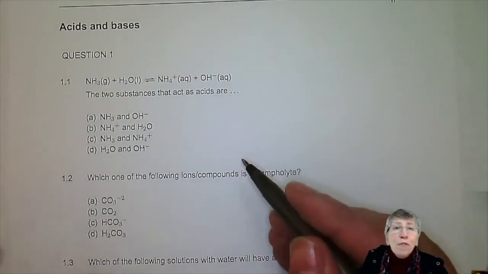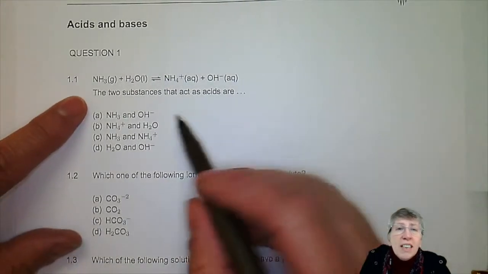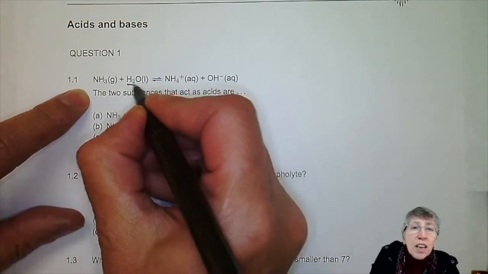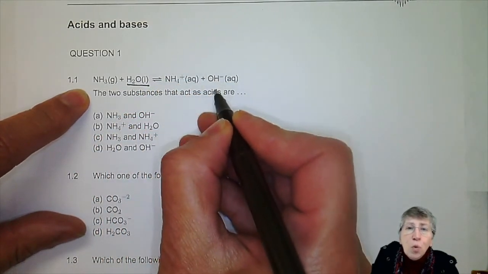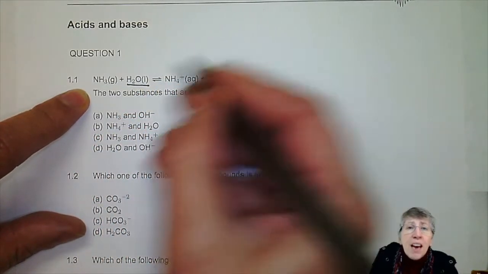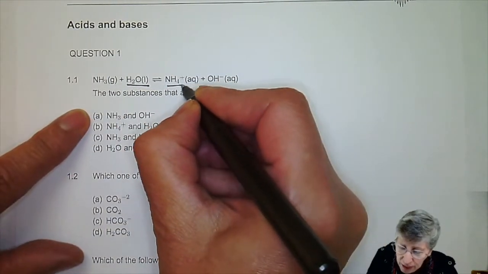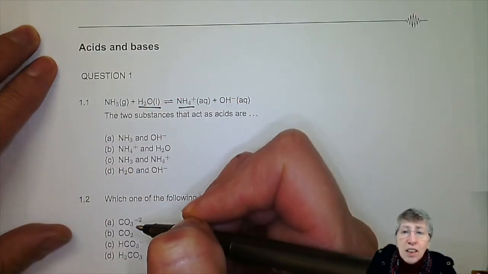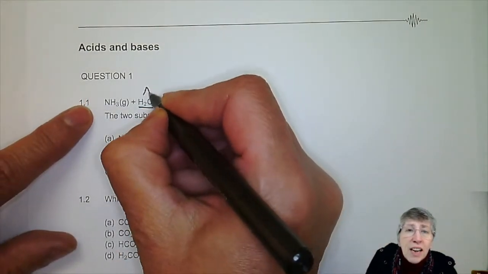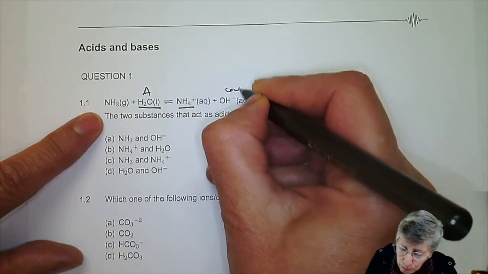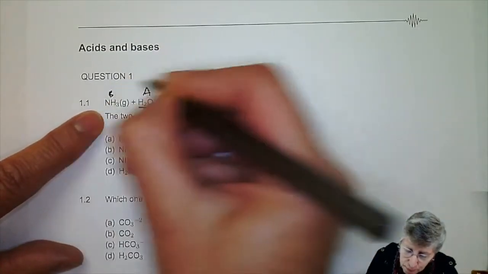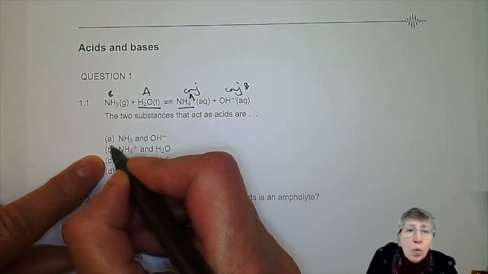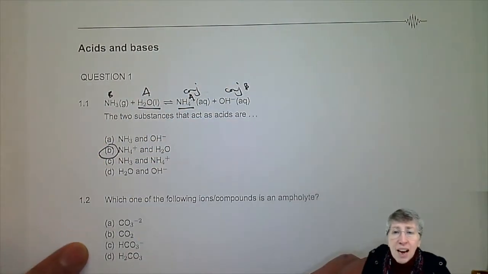Let's start with the first one here, and that is quite an easy one. The two substances that act as acids. In the forward reaction, that would be water because it's giving off an H+, a proton. And in the reverse reaction, that will be NH4+, because that is giving off a proton in the reverse reaction. So you've got your acid, you've got your conjugate base, and this is the base and the conjugate acid. So definitely the two acids are water and the ammonium ion.